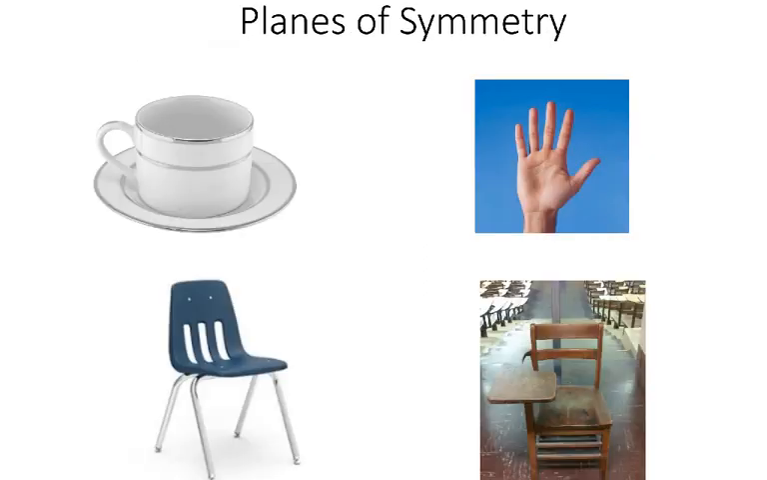All right, so it's important to be able to spot these planes of symmetry. So we have a couple different examples here. We want to decide, do they have planes of symmetry? And so I think this cup and saucer does have a plane of symmetry. The plane of symmetry that includes the handle, right? If the plane of symmetry bisects that handle, then the cup will be identical on both sides.